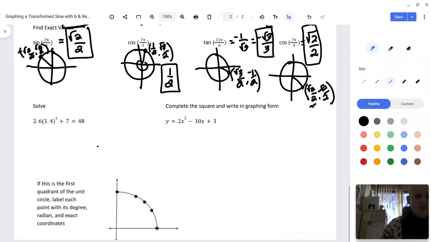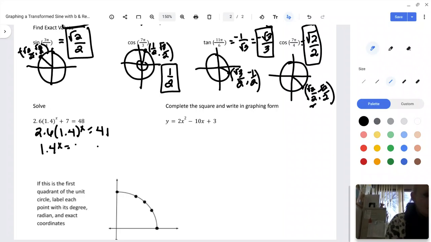Alrighty. So this first one we are going to solve. The very first thing I'm going to do is subtract that 7 over. So I have 2.6 times 1.4 to the x equals 41. Then I'm going to divide. I'm going to use my calculator for that. So 41 divided by 2.6. I get 1.4 to the x equals 15.77.